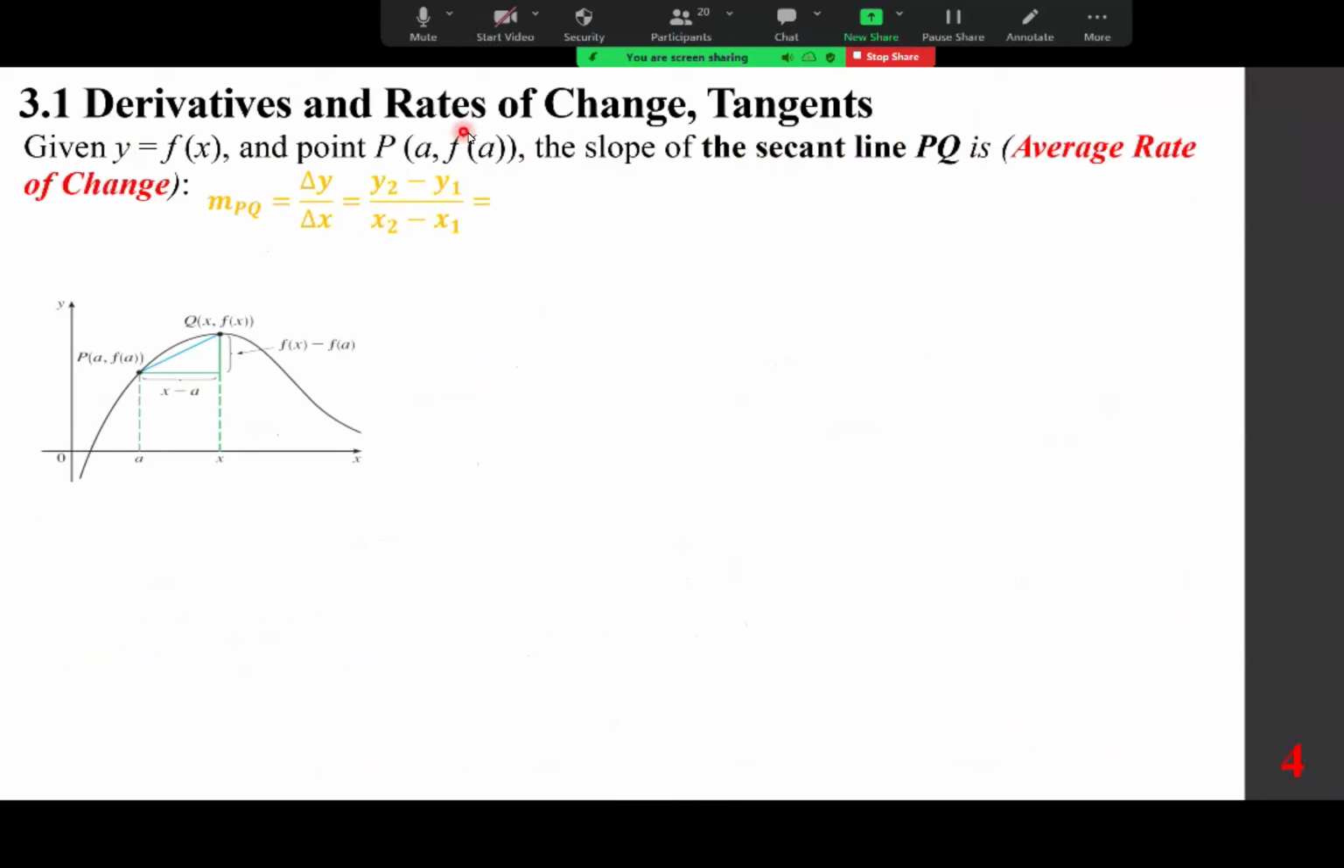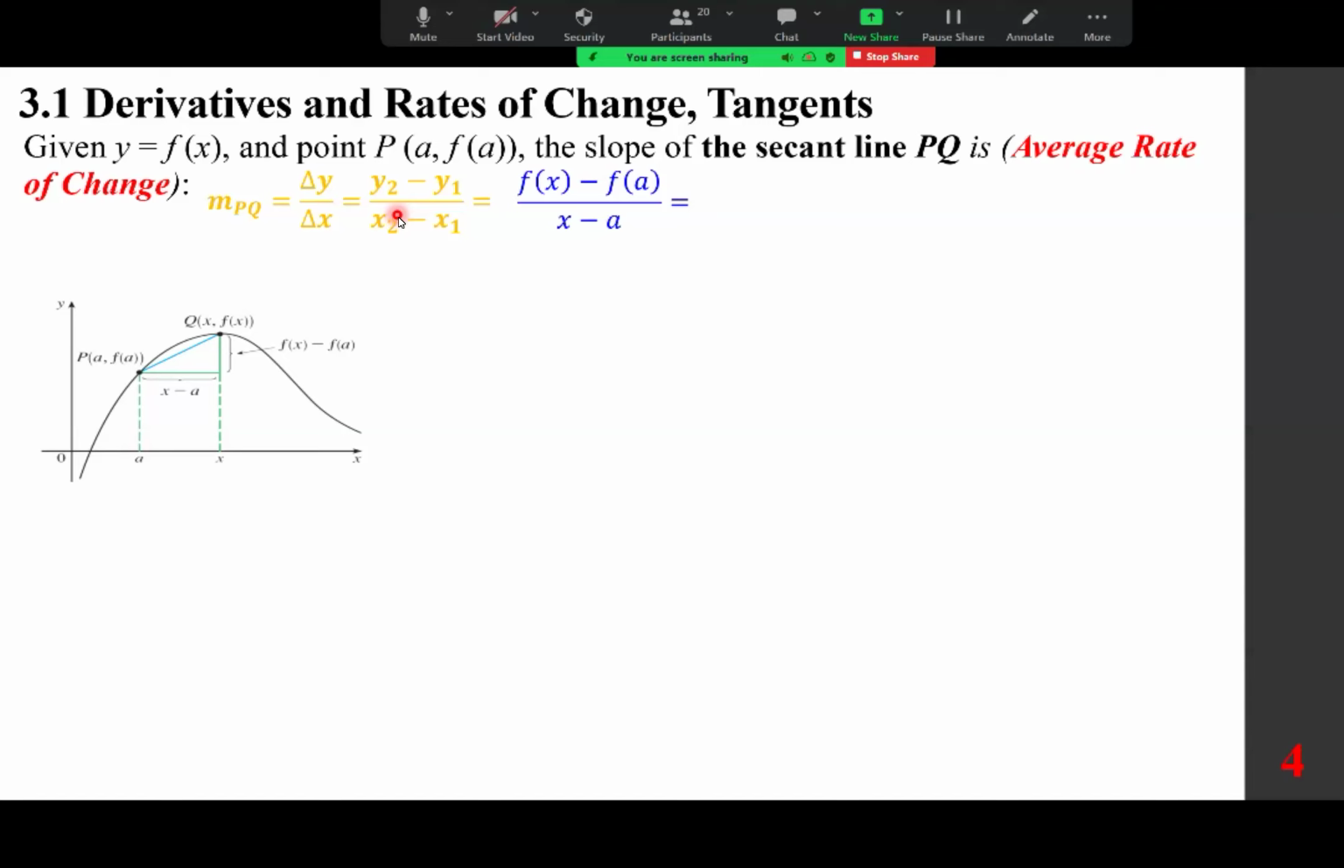Section 3.1, derivatives and rates of change, tangents. Given y equals f of x, and one point P with coordinates a, f of a, the slope of a secant line PQ, the blue line, is the average rate of change of y with respect to x, or m of PQ is rise over run, delta y over delta x, or y sub 2 minus y sub 1 over x sub 2 minus x sub 1. That means the same thing. So they are all the same formula so far.